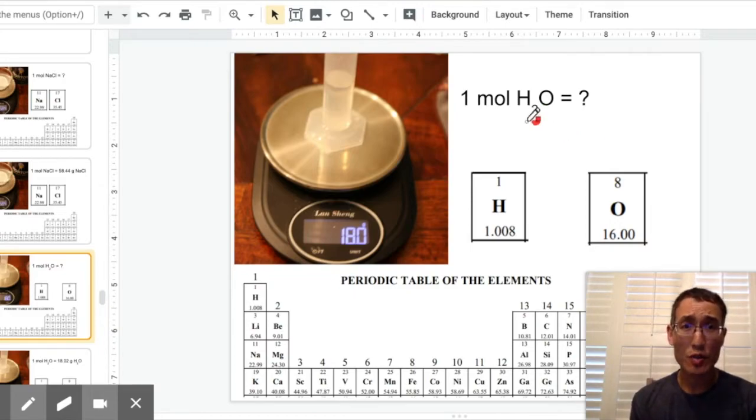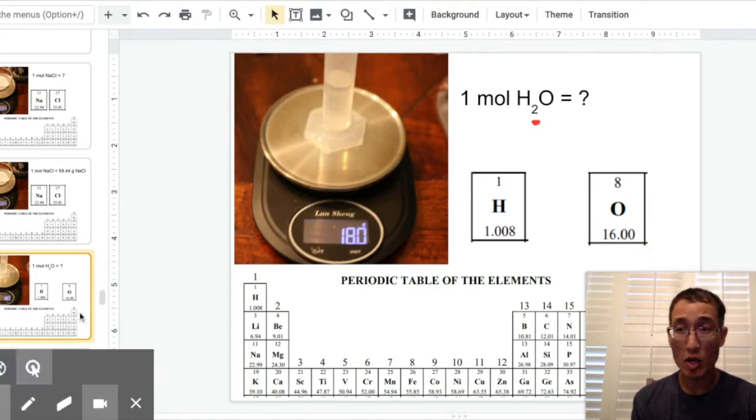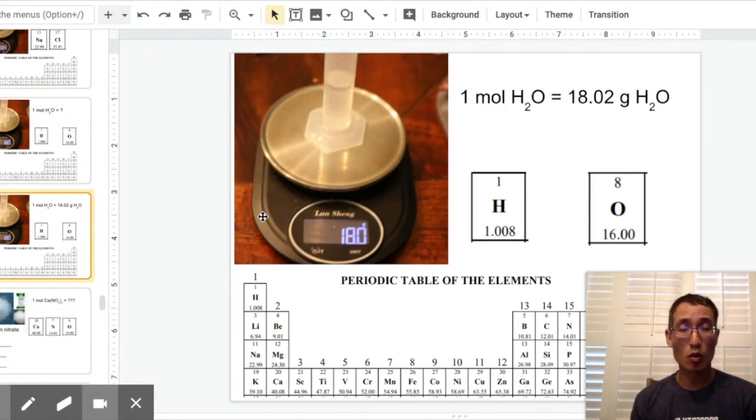So here, I have 2 hydrogens. I'm going to take the 1.08, multiply it by 2, and then add it to the oxygen, which is 16. And so you end up with about 18.01. If you round it to the hundredths place, 18.02 grams. Once again, molar mass, write it out. 1 mole of H2O is 18.02 grams of water, H2O. And so that's how you do a basic compound.